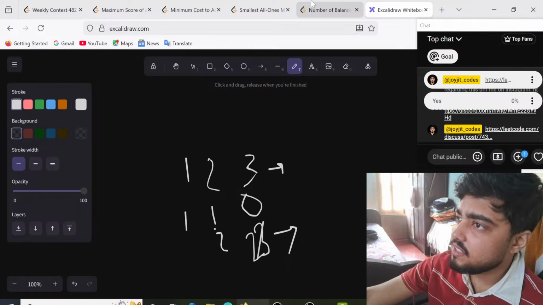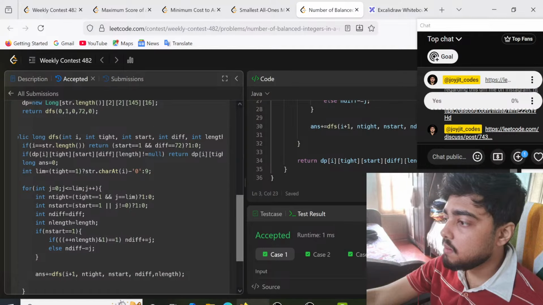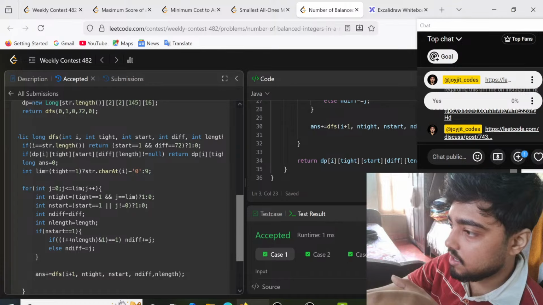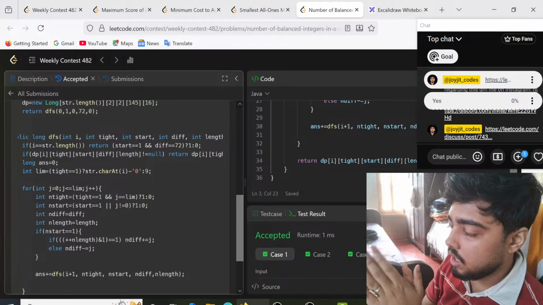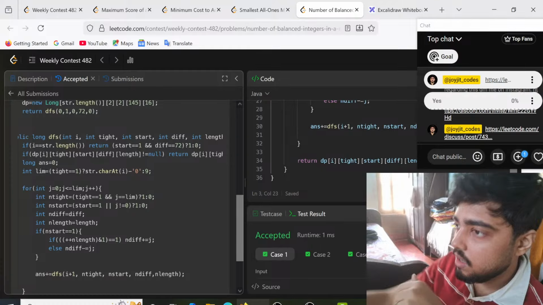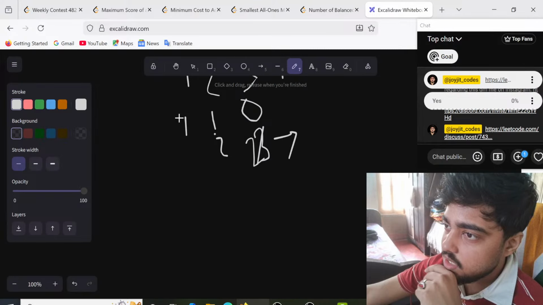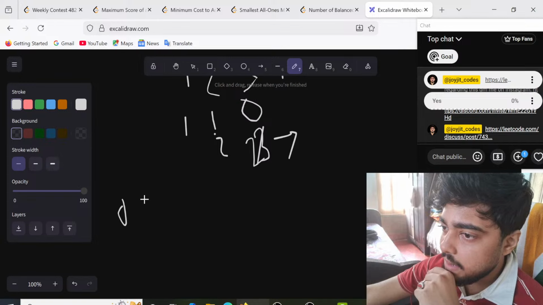New start. What does start mean? That is, the number has started. The leading zeros are not there, so we have started forming the number. Let me explain what I'm trying to say. Let's say you want to make 1, 2, 3. You can make it like this, right? 0, 0, 0, 0, 1, 2, 3. You can make it like this.